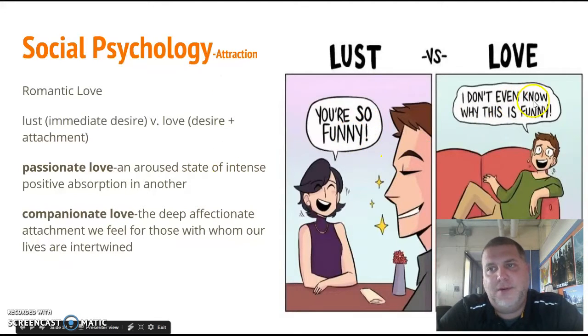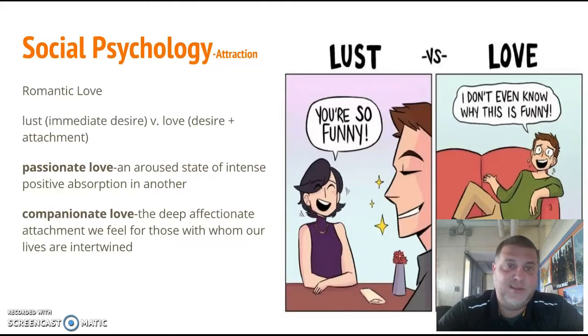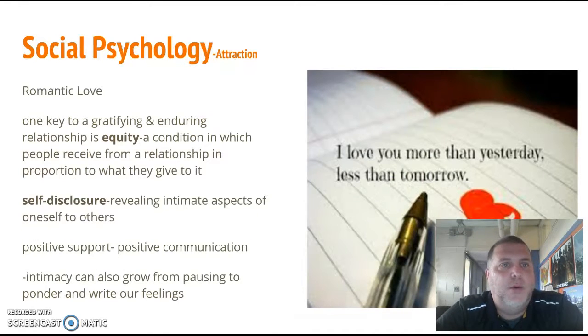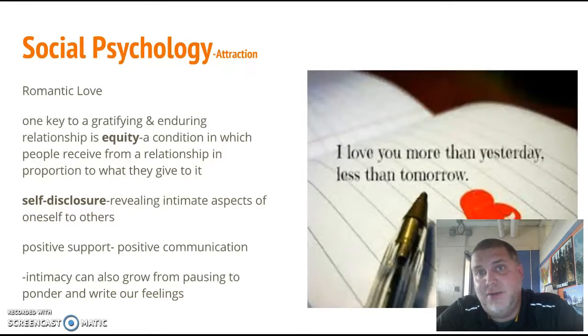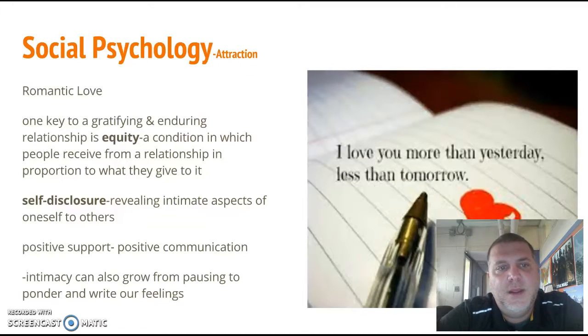This right here sort of sums it up. You're so funny, I don't even know why this is funny, but you're going to laugh with the other person because you start to become more intertwined and you can finish each other's sentences and all those sort of fun stuff. One key to a gratifying and enduring relationship is equity. So people receive from a relationship what they put into it. So you have to be able to give, was it 50-50? They'll tell you math is not really good in relationships, so you want to do 100-100.